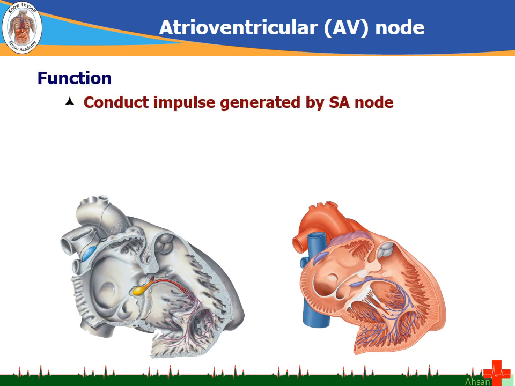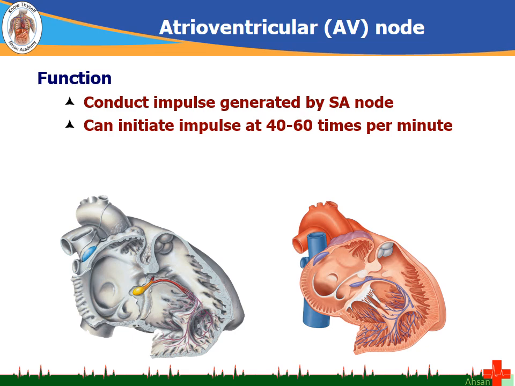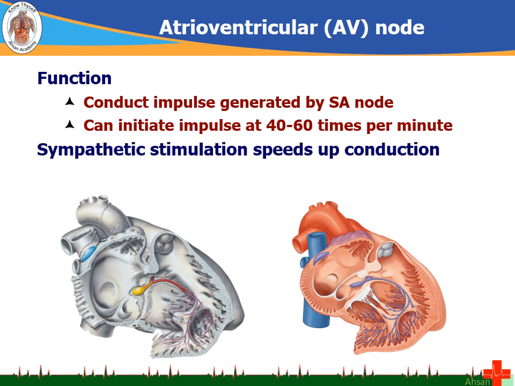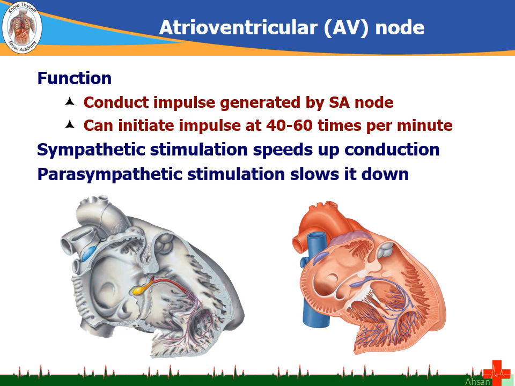The atrioventricular node works as a conductor of the impulse generated by the SA node, because its generating power is less than that of the SA node. So it is simply conducting the SA node's impulse. Its own rate of initiating impulses is 40 to 60 per minute. Sympathetic stimulation increases the speed of contraction, and parasympathetic is the reverse.